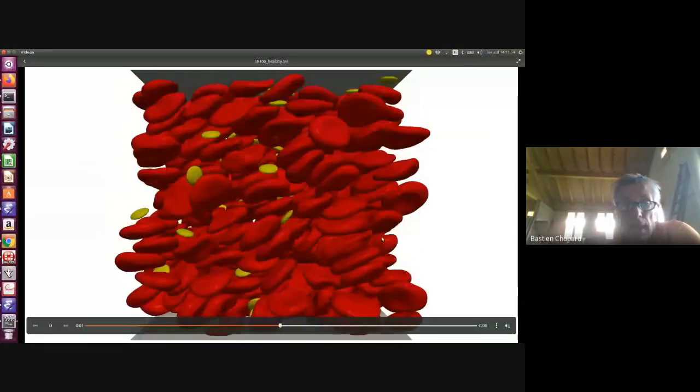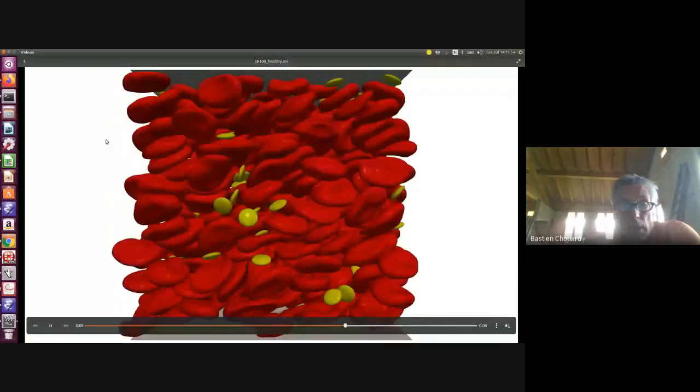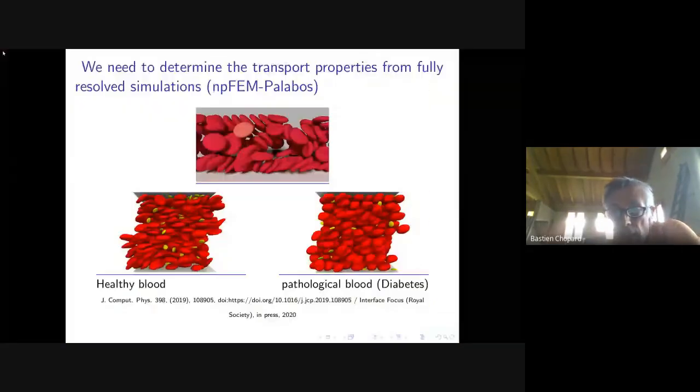So this is typically what we get as a simulation, and we're interested to see what the random motion of the platelet is in this given situation, okay? But incidentally, we're also, of course, interested to study diseased situations.